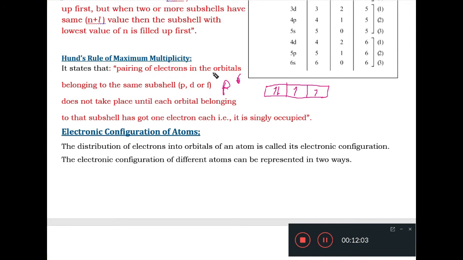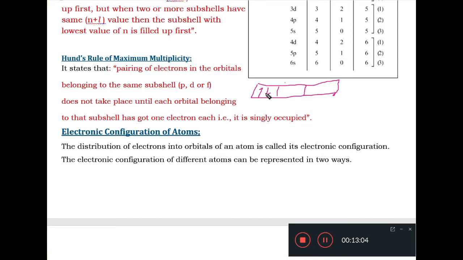I read again: pairing of electrons in the orbitals belonging to the same subshell. These are the orbitals: orbital number 1, orbital number 2 and orbital number 3. So these are the orbitals of the same subshell. Okay, so pairing of electrons in the orbitals belonging to the same subshell does not take place, means we cannot fill electrons in this manner. For example, this is p. If I fill electrons in this manner, like the first electron I fill like this, and the second electron I fill like this, then this will be against Hund's rule of maximum multiplicity, means pairing of electrons like this in the orbitals belonging to the same subshell.